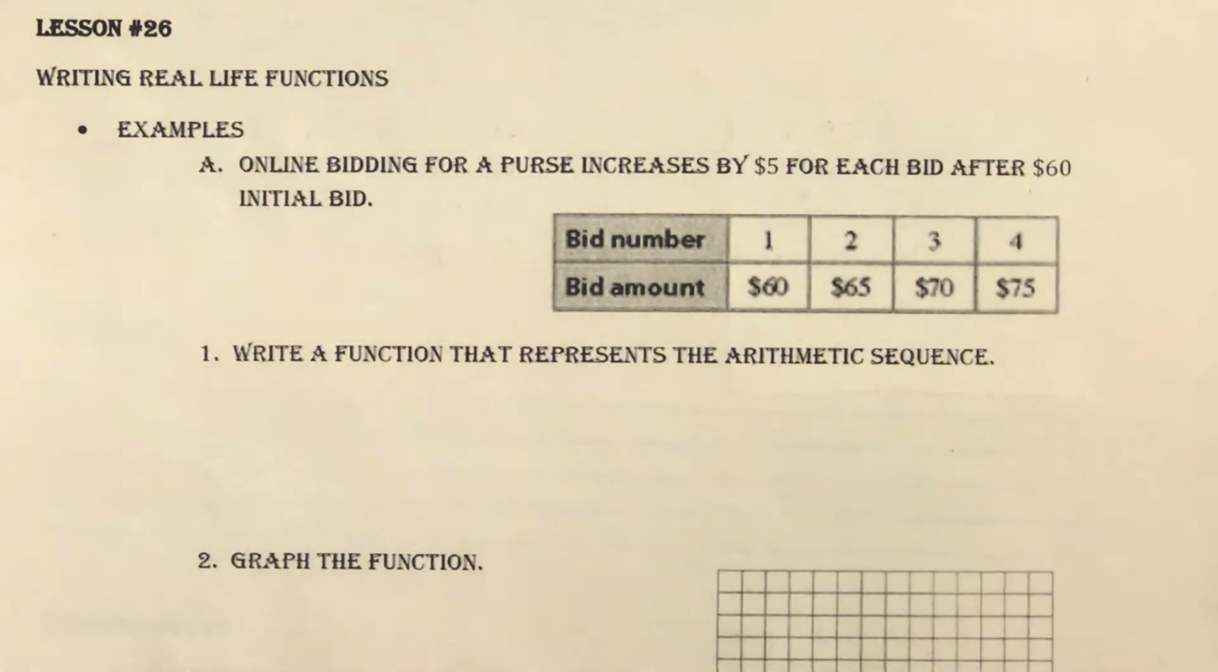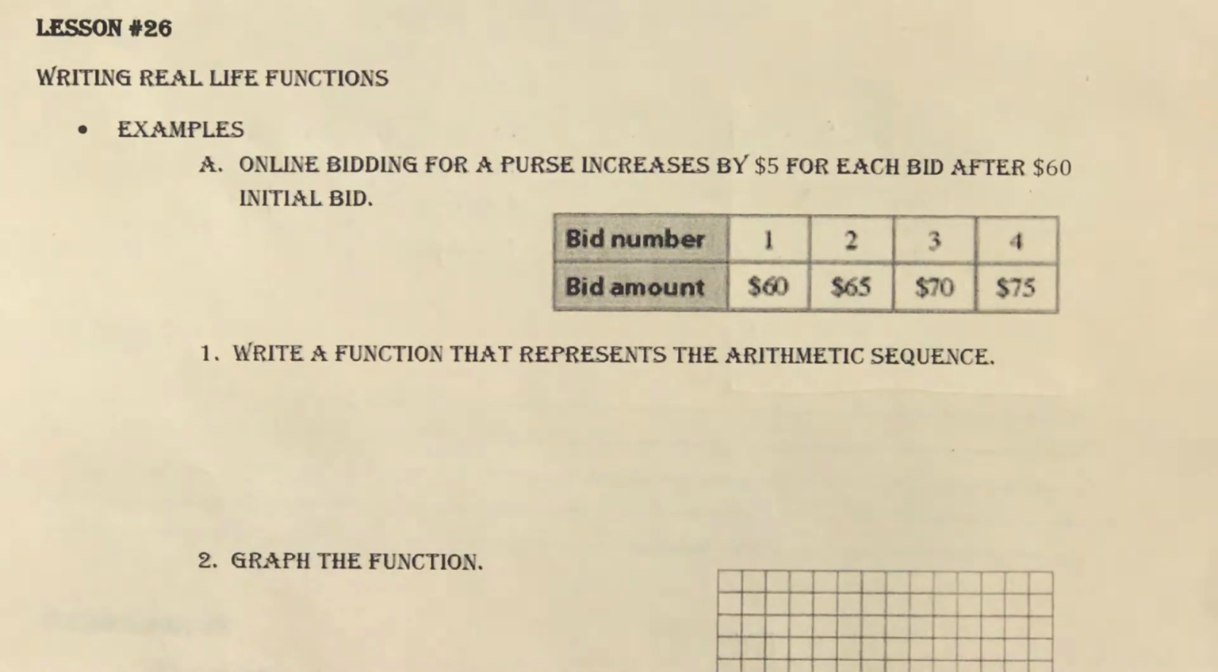All right, so example A, let's just read it to begin with because that's always a good place to start. It says, online bidding for a purse increases by $5 for each bid after $60, the initial bid. All right, so let's just start there with what they just told us. Online bidding for a purse increases by $5 for each bid. Well, if it's constantly increasing by $5, that's like a constant rate of change.